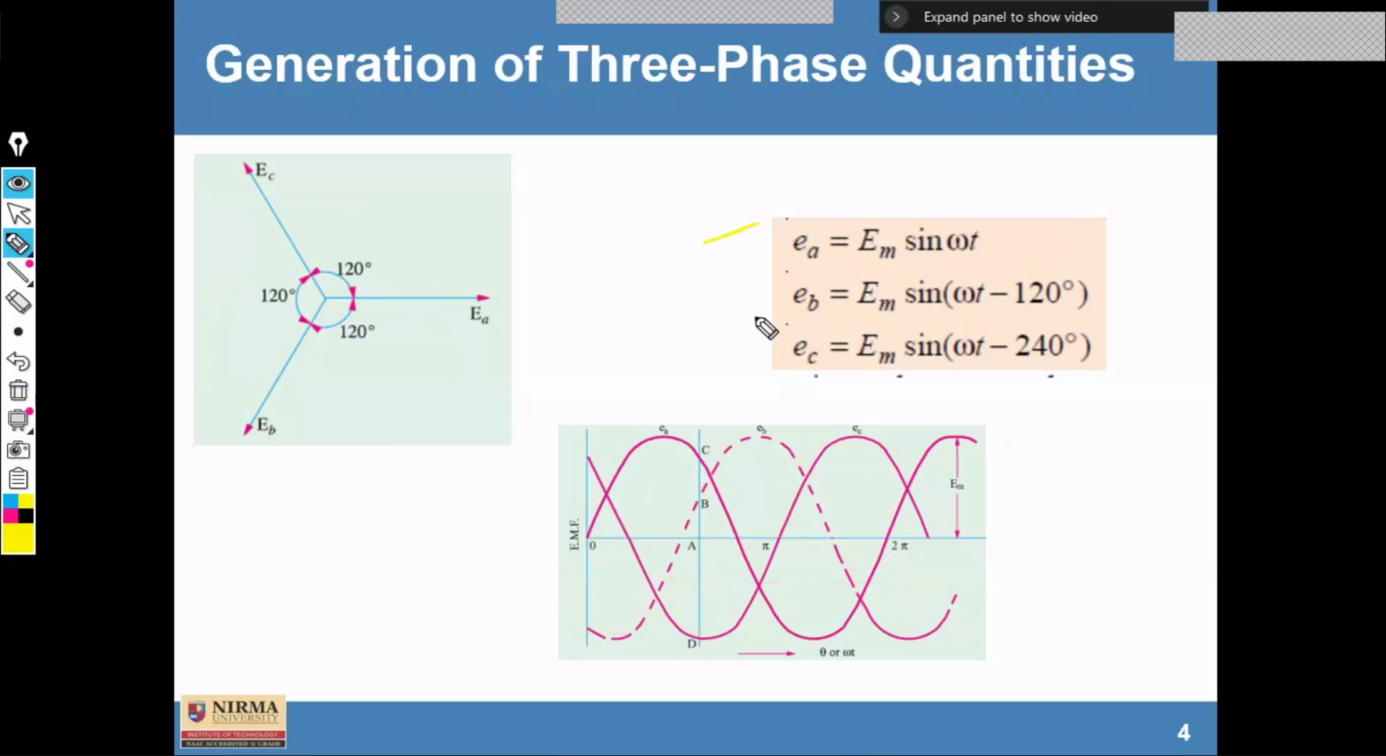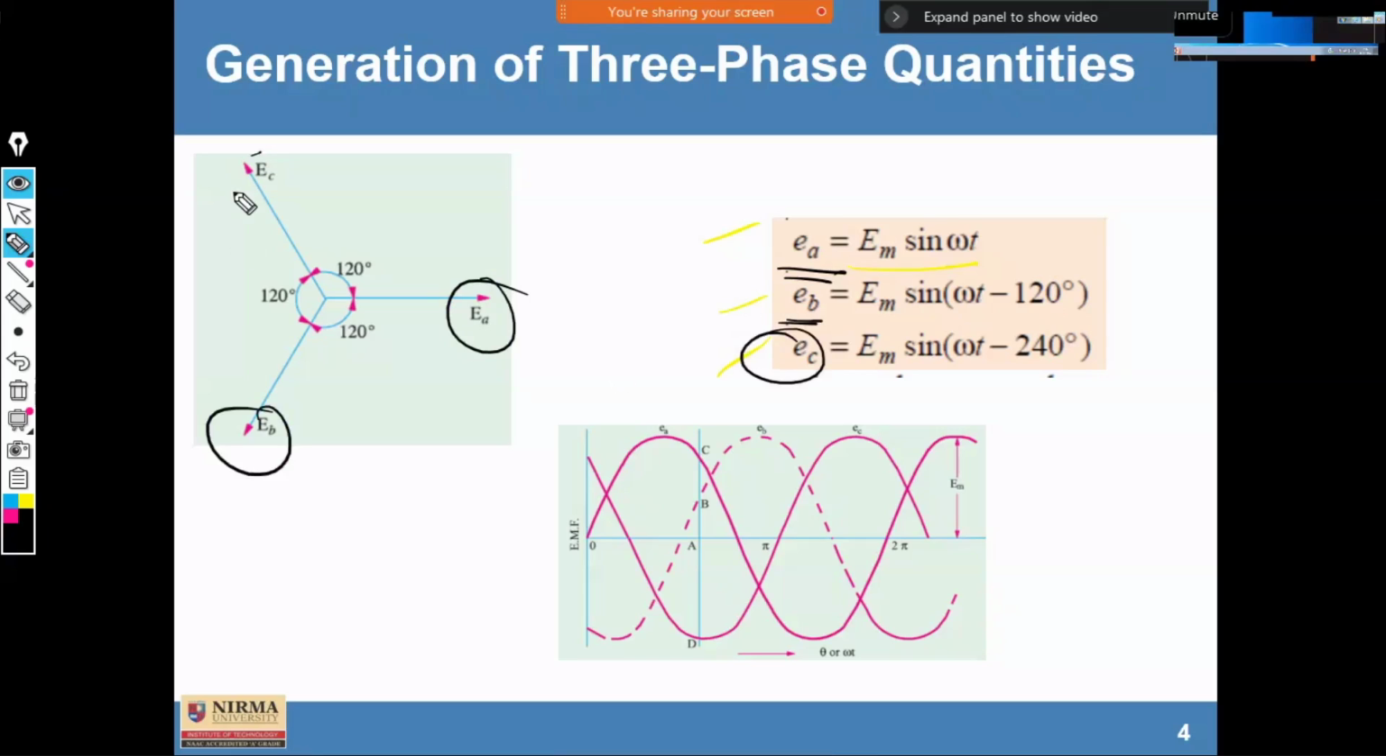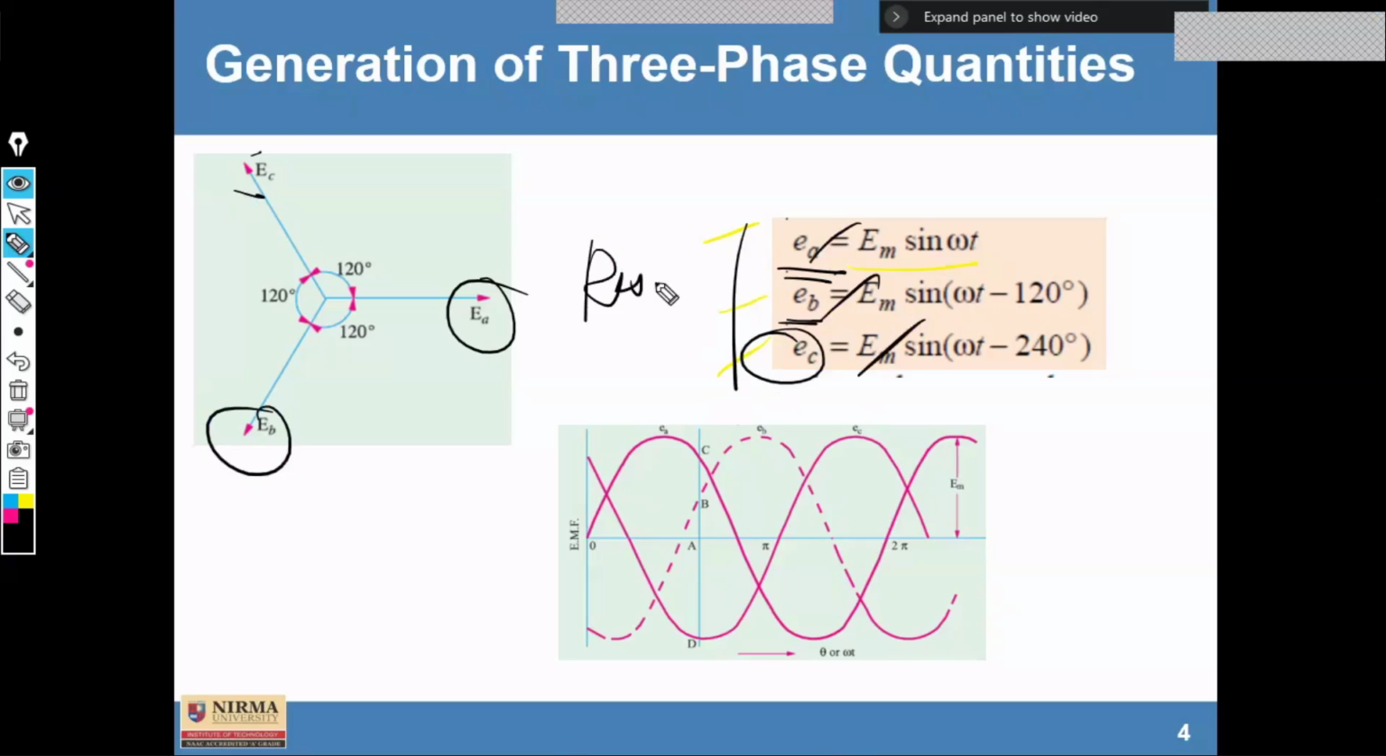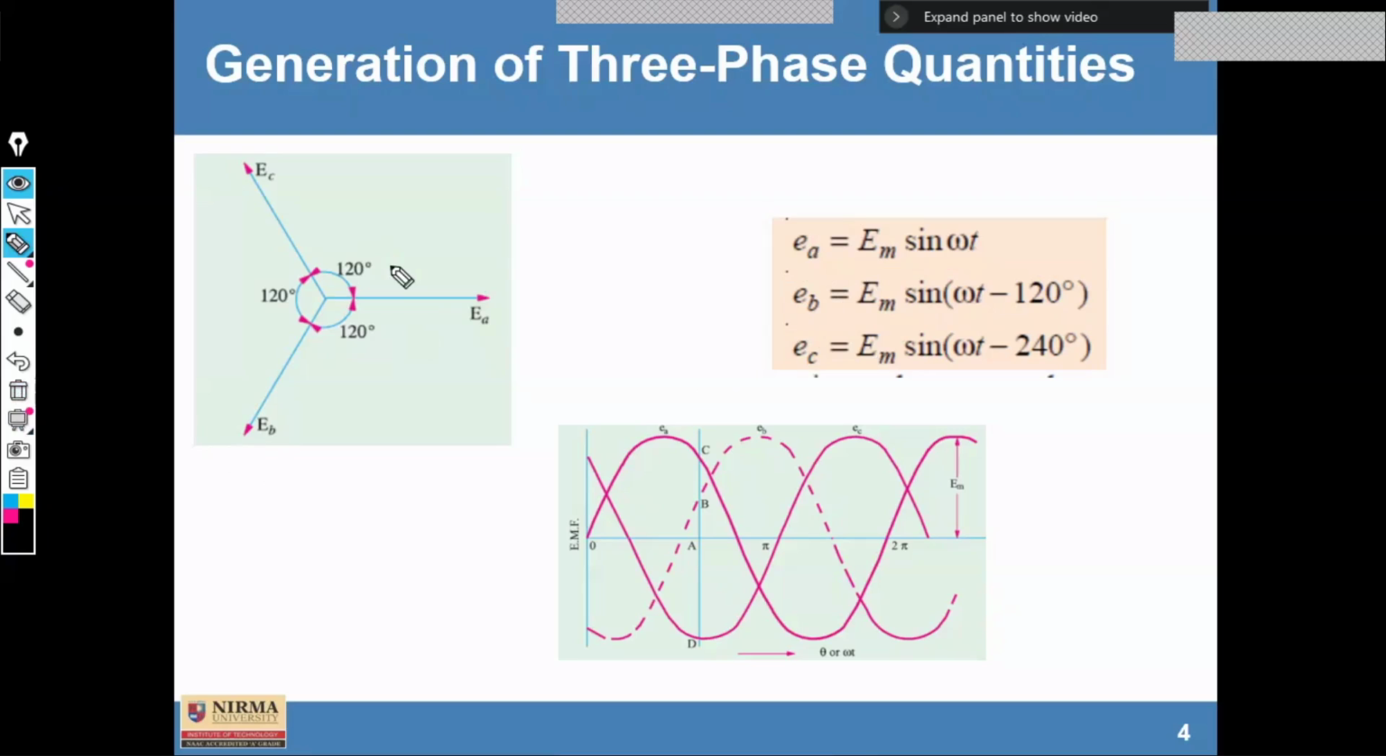So we can write an expression EA for phase A, EB for phase B, and EC for phase C. Clear? So we can write these three different equations and we can find the resultant of it. And this resultant is the final voltage value, or we can say the magnitude of all these three phase connections. So we can have this phase difference of 120 each.